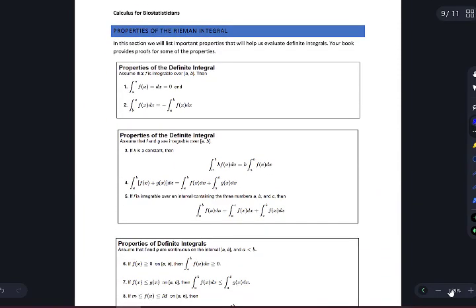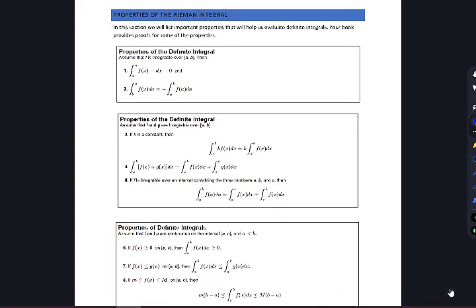So let's look at some properties of Riemann integrals. We have 8 different properties here. Your book does provide proofs for some of these, so again, as always, I recommend reading through that section. The first property says that if you're going to integrate a function from a to a, so notice here in the integral we have a's both at the top and at the bottom, essentially what this is saying is the area between a and a is 0.